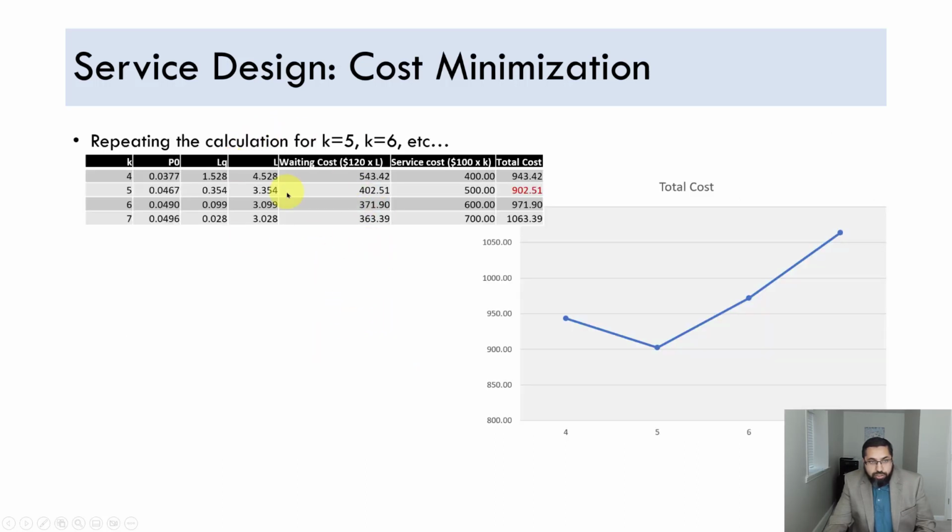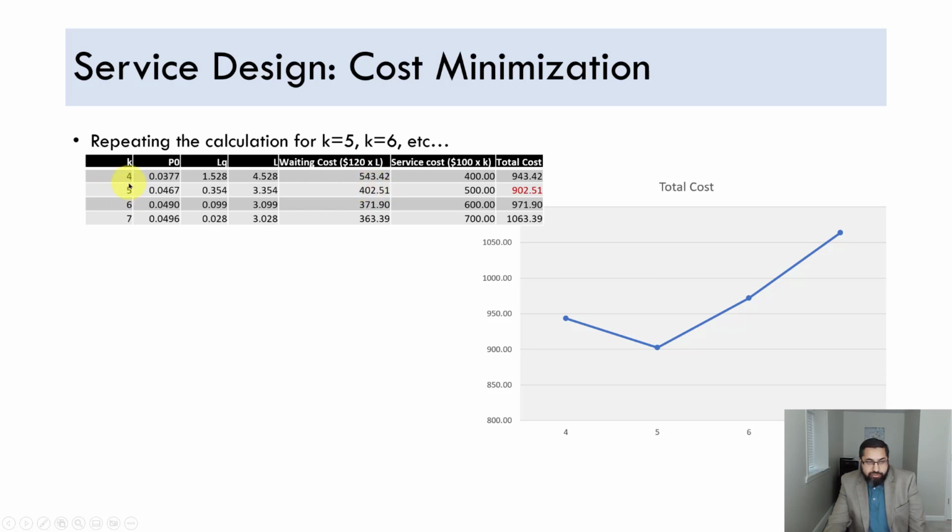So I did all this computation for this problem. For K equals 4, we get L is 4.528. The waiting cost is 543. The service cost is 400. The total cost is 943. When you go up to 5 servers, your length of the queue falls because you have 5 servers, they can handle more customers, so the queues are shorter, and your waiting cost goes down from 543 to 402.